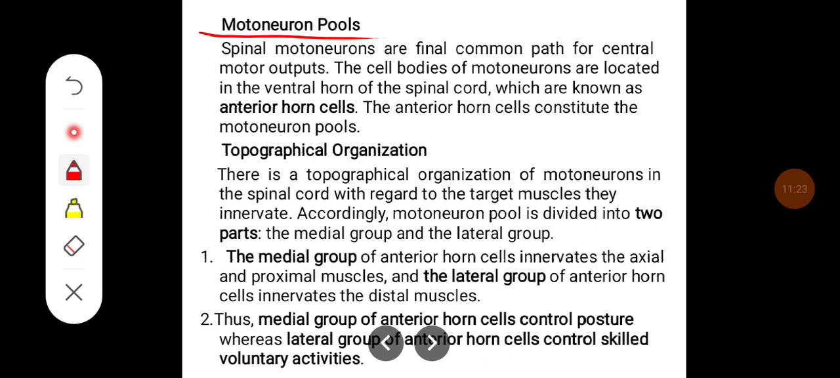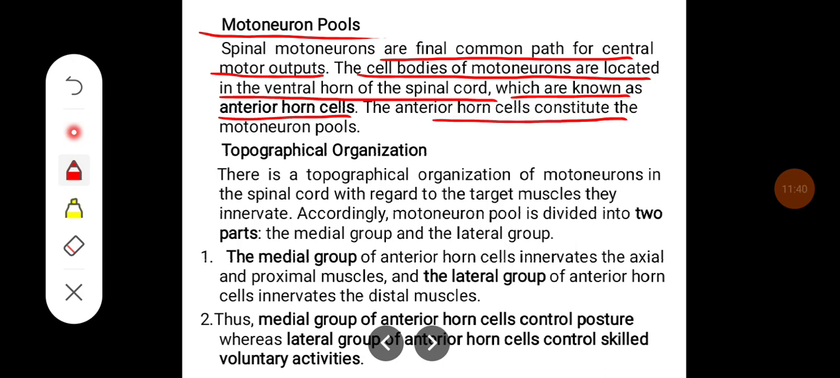Then motor neuron pool. Spinal motor neuron pool is the common path for central motor outputs. The cell bodies of motor neurons are located in the ventral horn of the spinal cord, which are known as anterior horn cells. The anterior horn cells constitute the motor neuron pools.